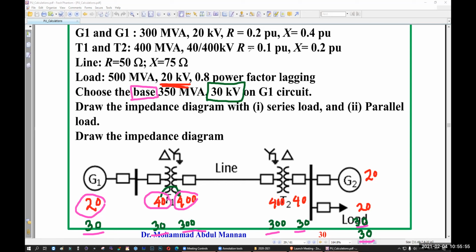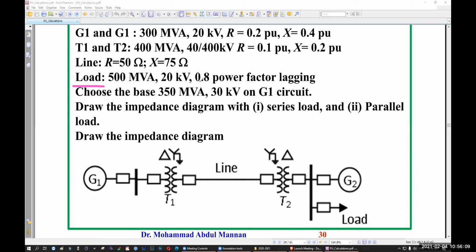Understood? Yes, sir. Okay. Now you have to find out the new R, new X, new R, new X, and new R, new X. So everything is like that. Here, one important thing is in the load, you do not have any R and X, right? But you have power factor. From power factor, we will find out R and X.